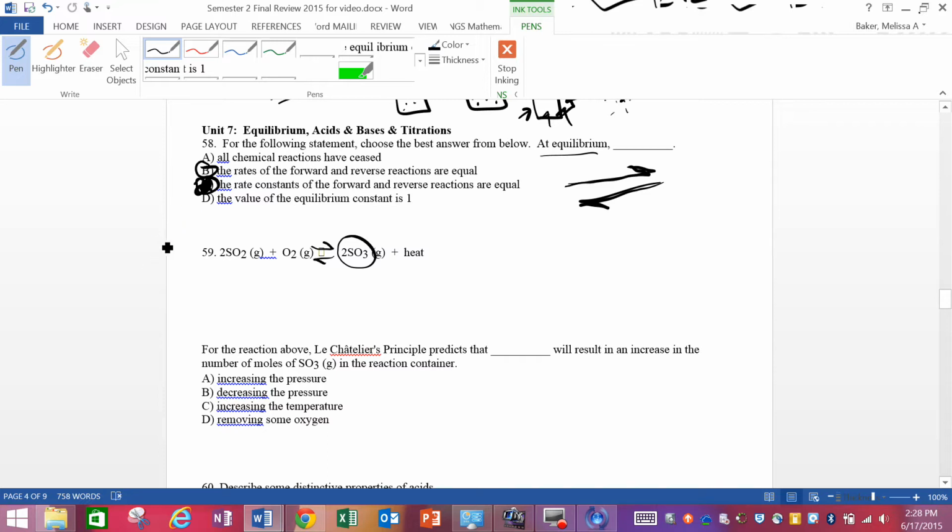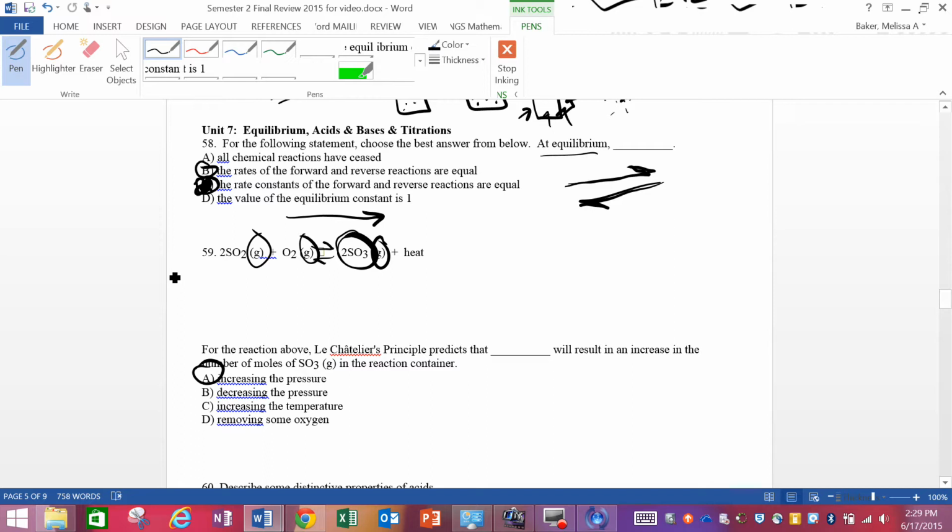For A, it's increasing the pressure. Notice that the left side has 2 gases and the right side only has 1. So this side is going to be way more affected by an increase in pressure. These particles are going to start colliding a lot faster and more, and it's going to shift the whole equilibrium to the right, and you're going to make more SO3, which is why A is the correct answer.